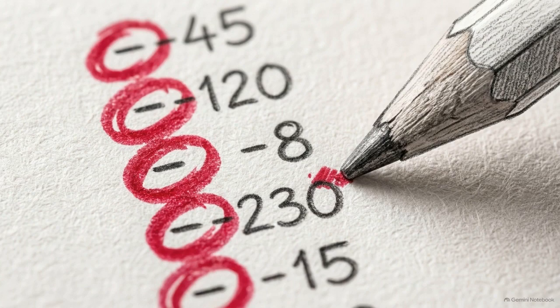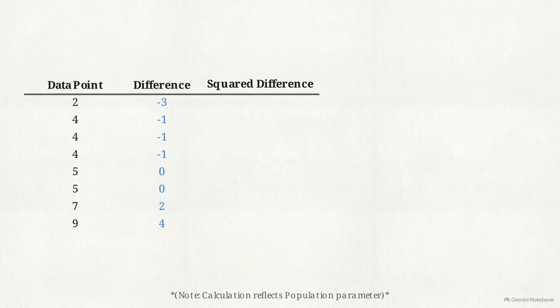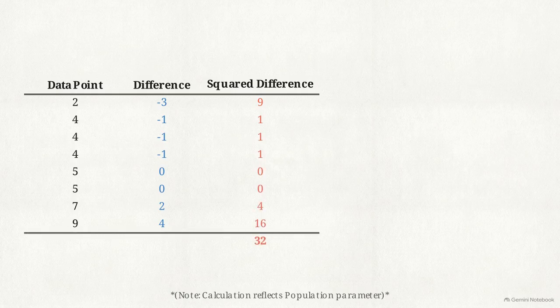To find the total distance of the group, we need a way to make these values positive while keeping their relative proportions intact. We can resolve this by squaring every value. In mathematics, multiplying any number by itself, including a negative, results in a positive. Fill out your third column by squaring the numbers from column 2. Our -3 becomes a positive 9. Now, when we sum this third column, the total is 32.